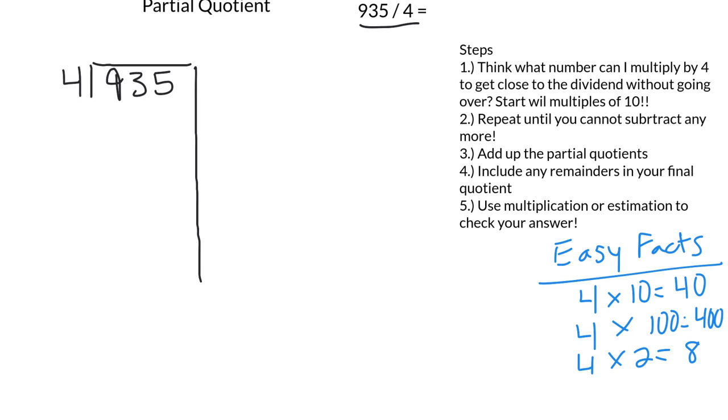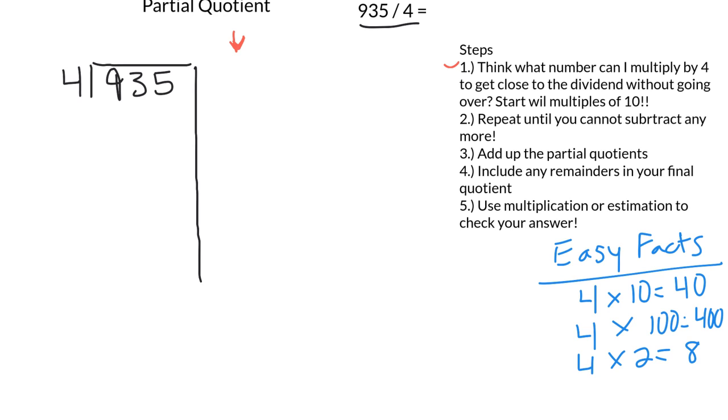Okay, first step on our list. We're over here right now. Think, what number can I multiply 4 by, or your divisor by, to get close to your dividend without going over? And then the hint is start with multiples of 10. Okay, start with multiples of 10. So what we're going to do on this side is write multiplication facts and then use those answers to subtract from our dividend. Okay? And we're going to make the numbers we're multiplying the divisor by really big.